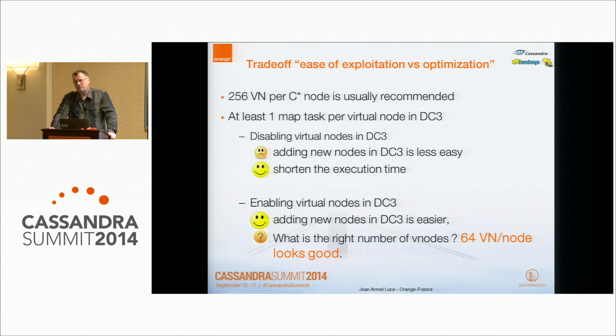We don't have to redefine the tokens of each node and so on, as in the past, as in the first version of Cassandra. And according to our bench now, with 64 virtual nodes per node, it works correctly. It's not as efficient as if we disable the virtual nodes, but it works, and for us, that's good.